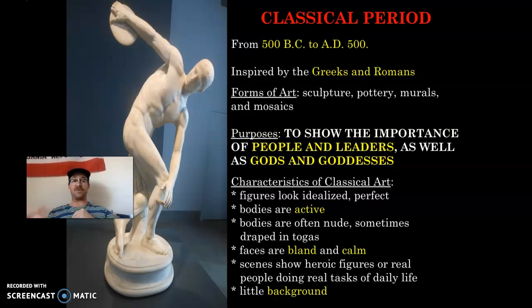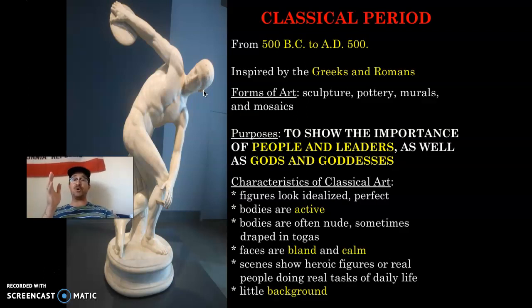So starting with classical period, you have this guy right here. I want you to notice his face. It's very bland. This guy's about to chuck a discus, which is about 8 pounds, yet his face looks like there's no problem whatsoever. This is a perfect example of a classical period, which comes from two different places. Number one, Greece. Number two, Rome.